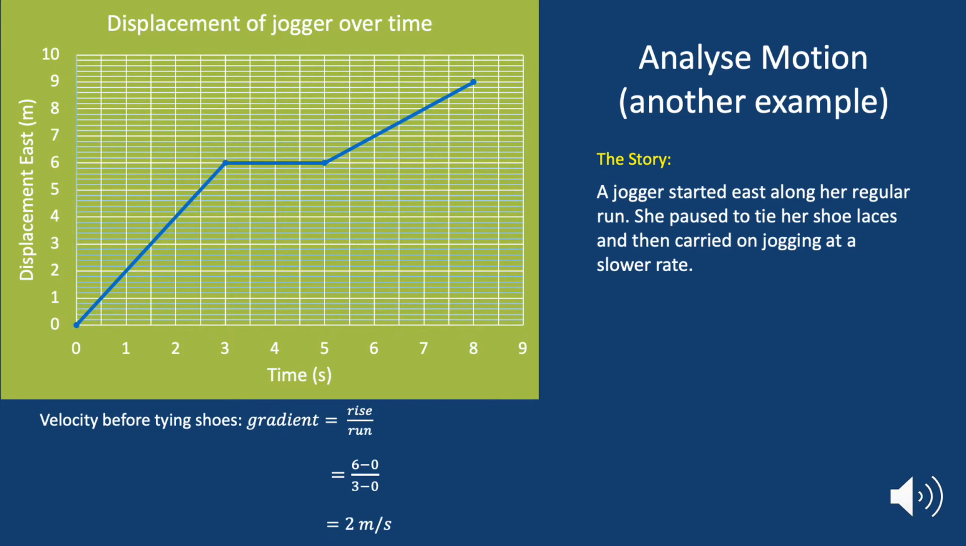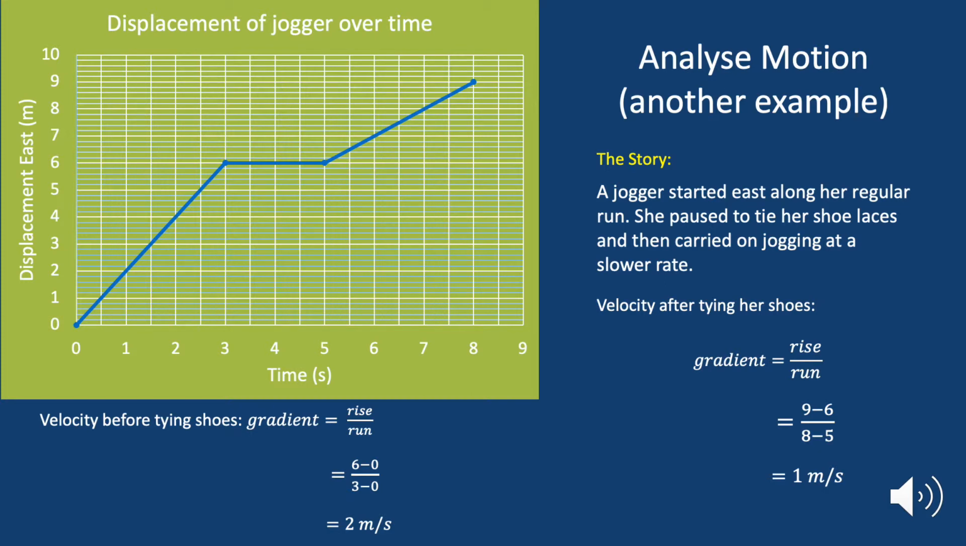What about the velocity? The velocity that she's running at before she ties her shoes has a gradient of 6 over 3. That's 2 meters per second in the east direction. The velocity after tying her shoes, we use the gradient to figure that out. 9 subtract 6 gives us 3, 8 subtract 5 gives us 3, so it's 3 over 3. That's 1 meter per second east is her velocity after tying her shoes.